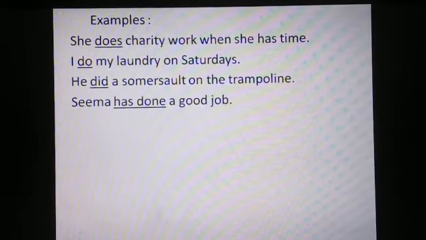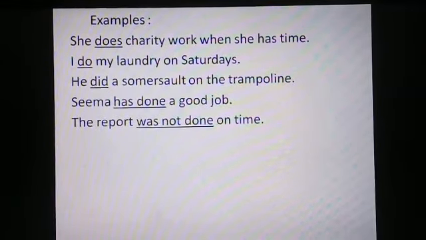Seema has done a good job. Seema is the subject. Has done is the verb phrase. It is the verb phrase where has is the helping verb and done, the third form of do, is used as main verb. A good job is an object.